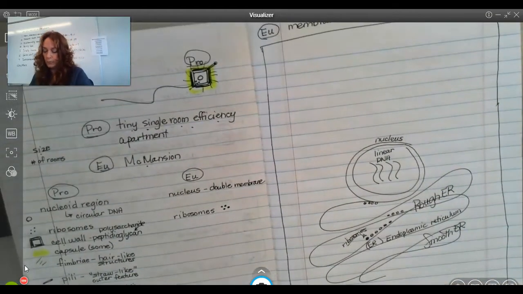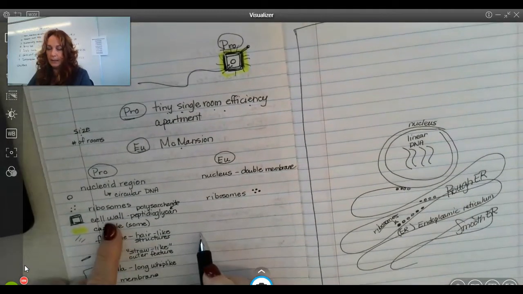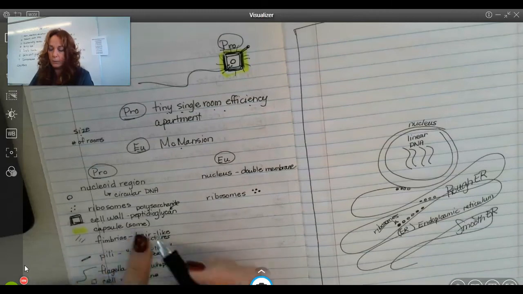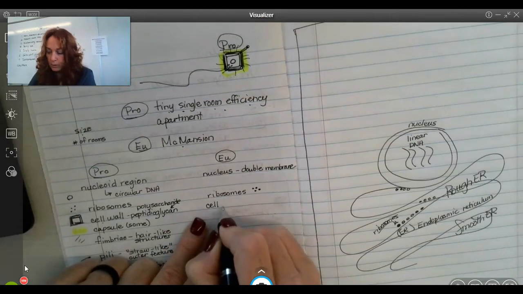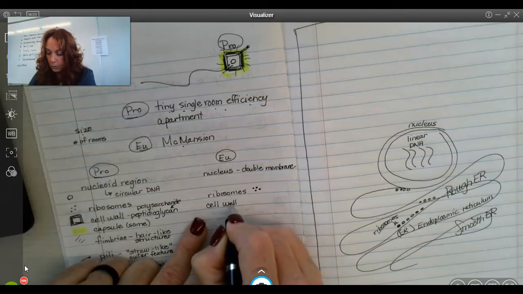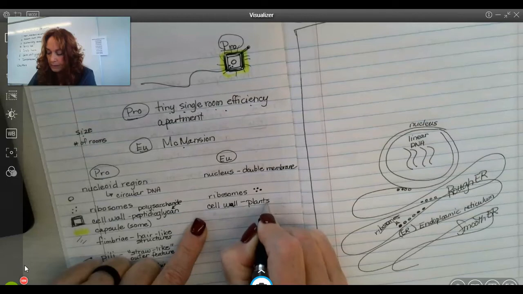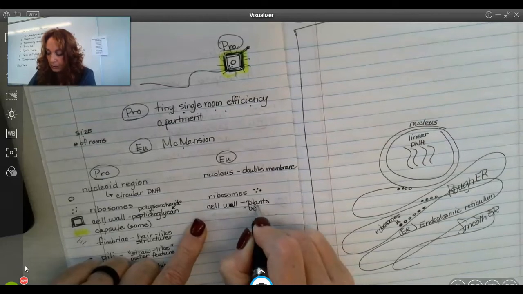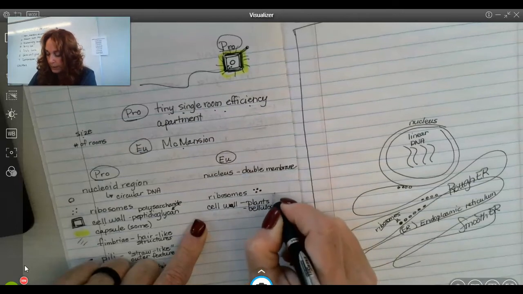So we'll come over and I'll put this over here in just a second. Let's stay in the groove. Some eukaryotic cells have a cell wall. Whoops, there's supposed to be a wall. That would be plants. It's cellulose, which is also a polysaccharide.